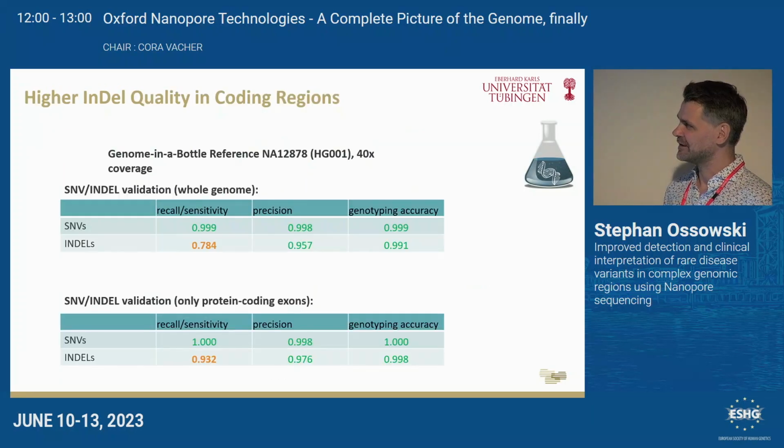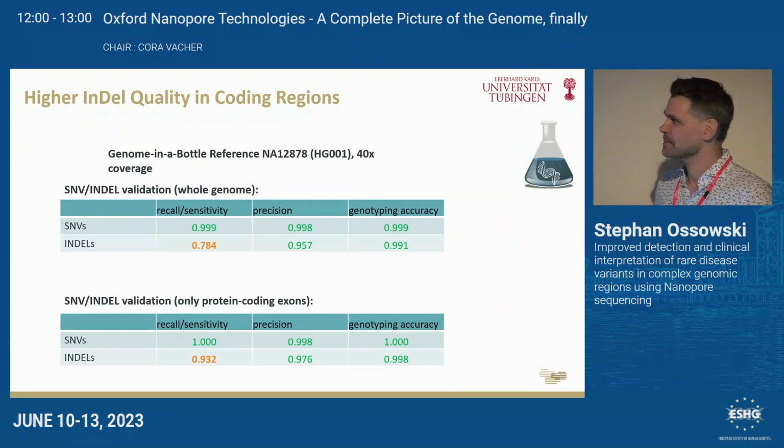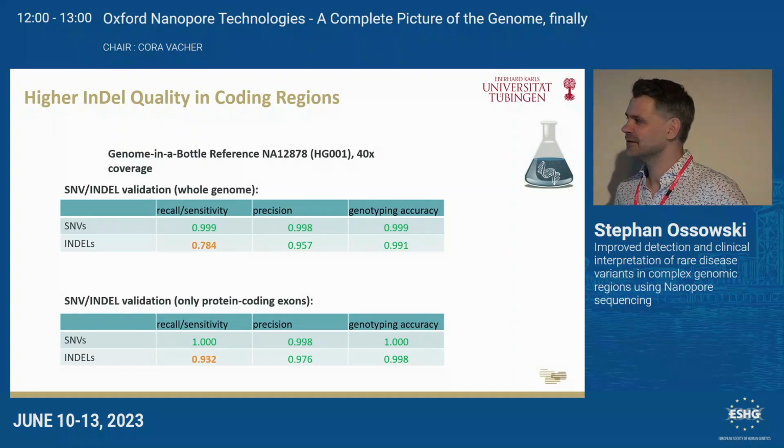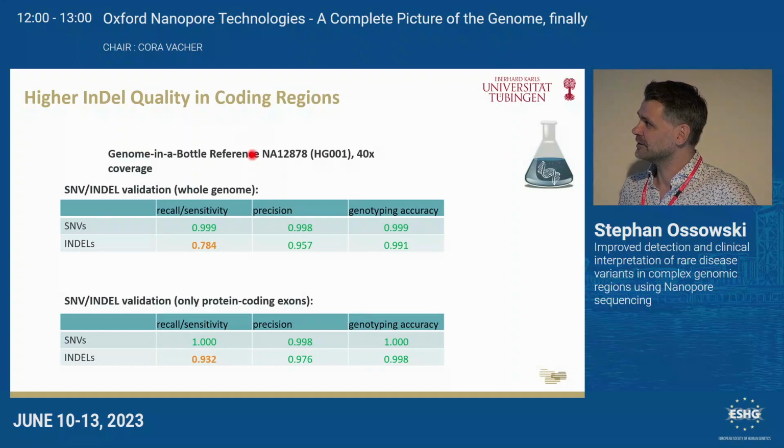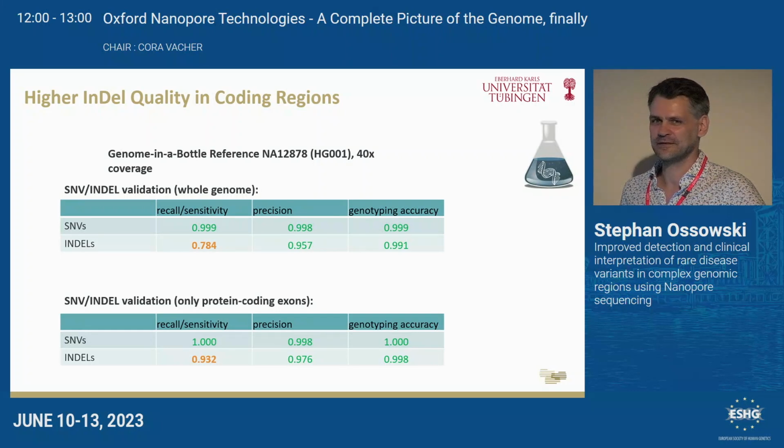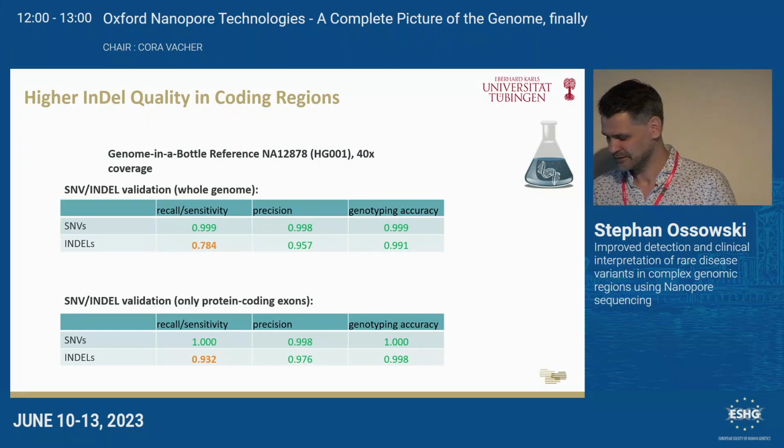So to summarize that, SNVs are pretty much a solved problem with Nanopore. For indels, we still have to go some way to improve them because we do not reach the perfect sensitivity we want. However, if you look for diagnostics, you are mostly interested in protein coding, and there we are significantly better, and the reason is simply that in intergenic regions you have much more homopolymers than in coding regions.